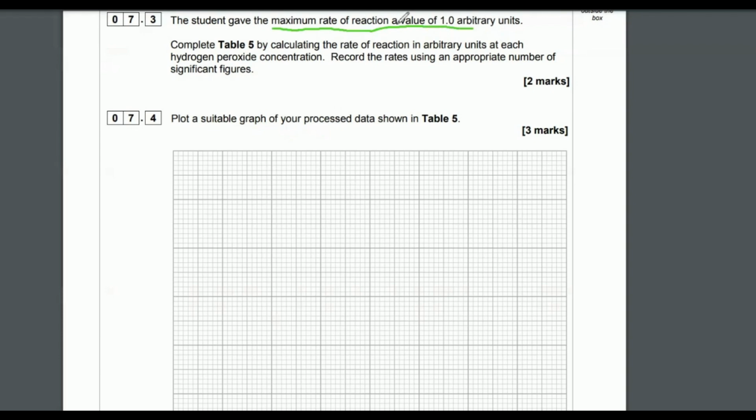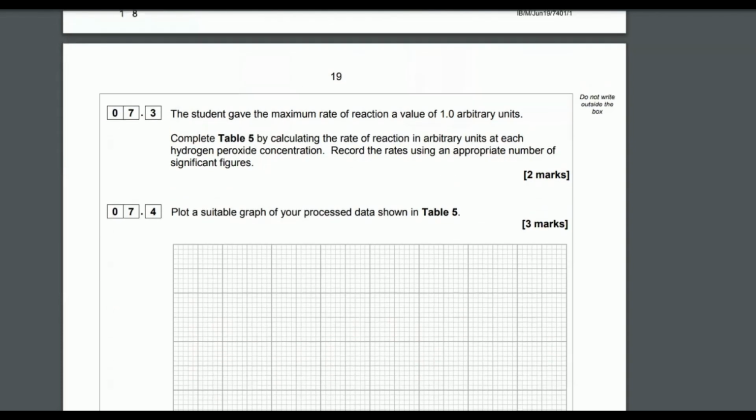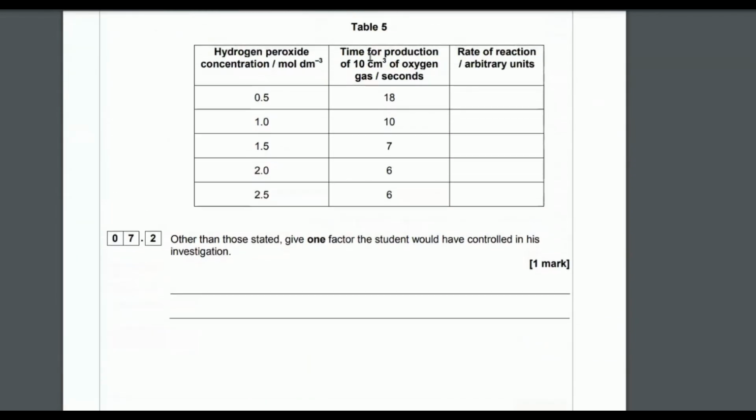The student gave the maximum rate of reaction a value of 1.0 arbitrary units. Now, this is going to be key in the calculation we're going to do. Complete table 5 by calculating the rate of reaction in arbitrary units, AU, at each hydrogen peroxide concentration. Record the rates in the missing column over here. So we've got the rate of reaction in arbitrary units.